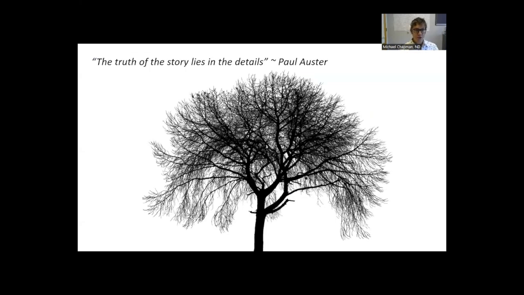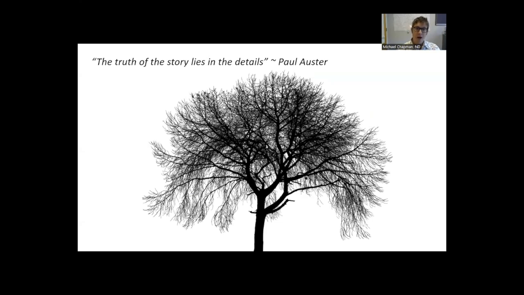And the truth of the story really lies in the details, because systems medicine, and man, it's complicated. But with anything that's complicated, if you understand where the details lie, then it becomes less and less complicated, and you become more and more efficient as a clinician as well.